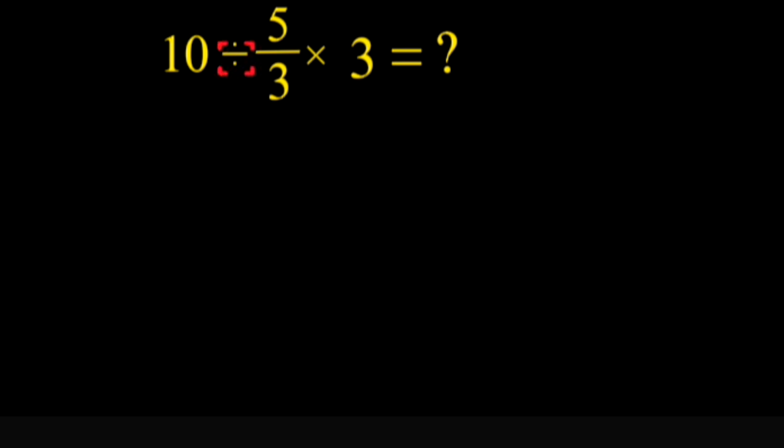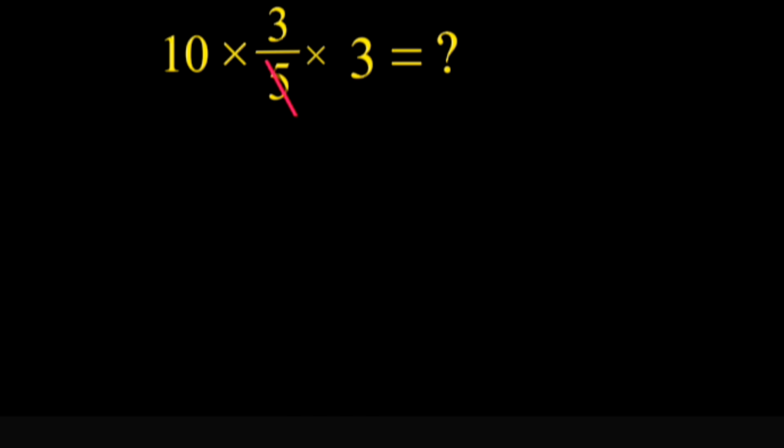To solve this part, we use the KCF rule. K stands for keep, C stands for change, and F stands for flip. The KCF rule is a simple rule for dividing fractions. According to this rule, we keep the first number as it is, change the division sign to multiplication, and flip the second number. So we keep 10 as it is, change division to multiplication, and flip 5 over 3.